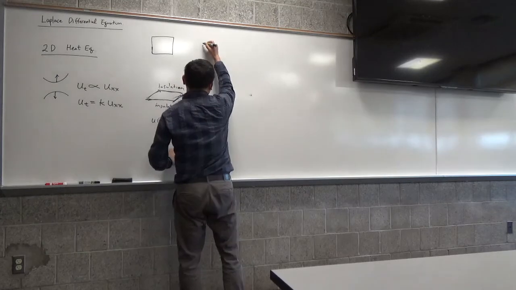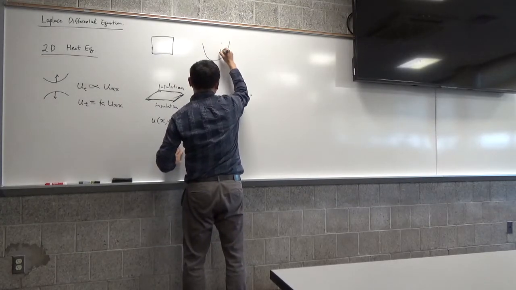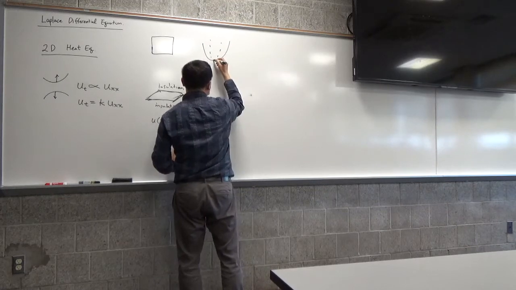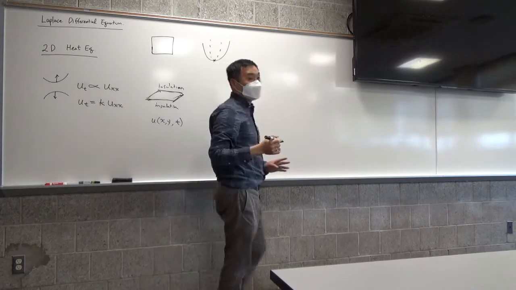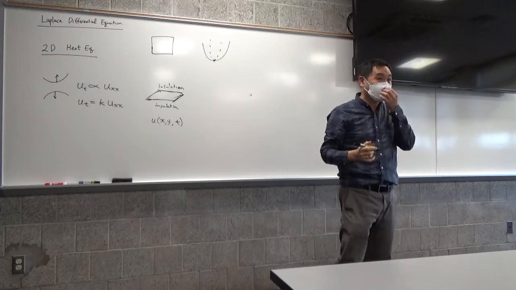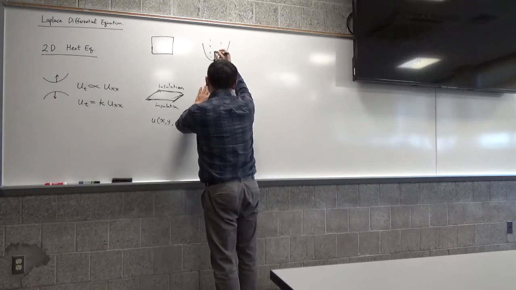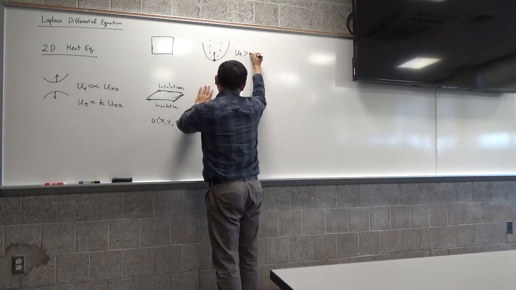And if you have a heat distribution that's like this, then it's easy to tell. The temperature will what? Would it increase or decrease? It will increase, right? So if the concavity is like this, again, the UT would be positive.